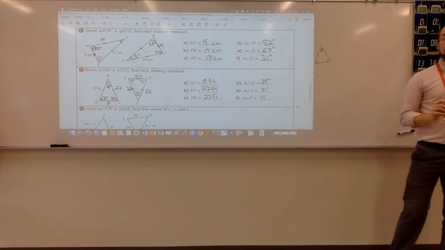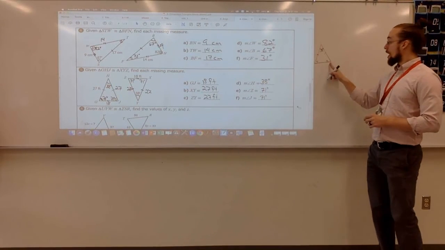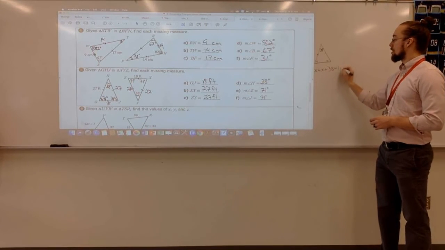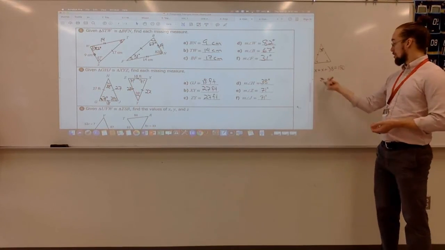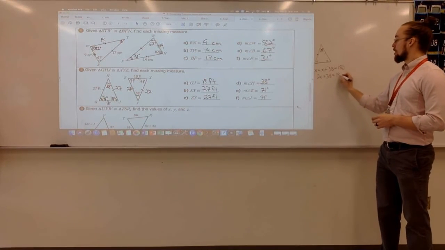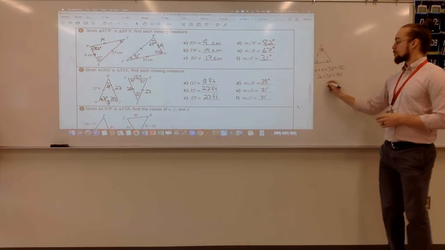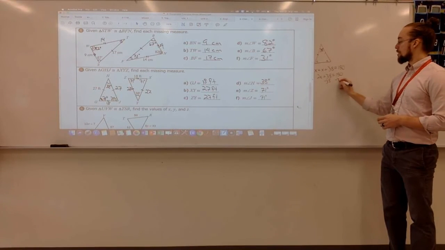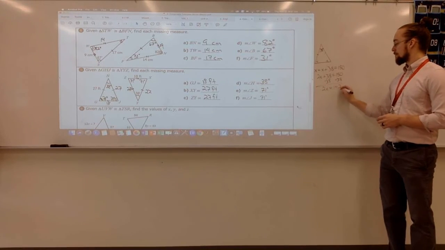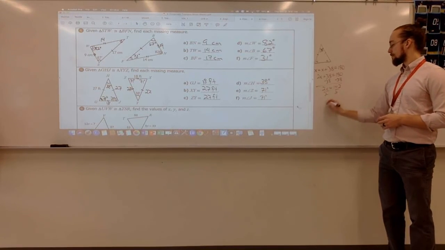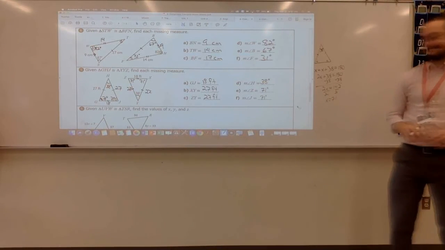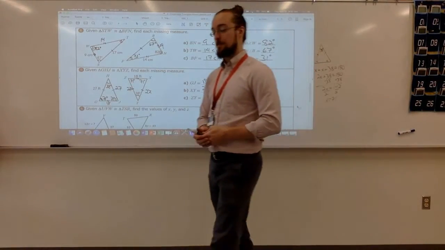So I'm going to add them, so it's going to be 2x. So if I add all three of these things together, x plus 38 equals 180. So x plus x is, we said, 2x. So subtract the 38 over, and then divide it by 2. Get 71. Does that make sense, though? Yeah, I can definitely see it.